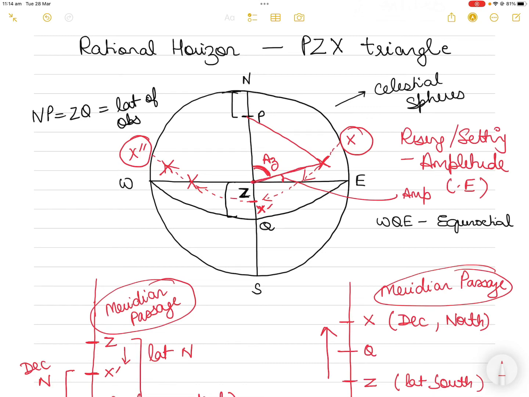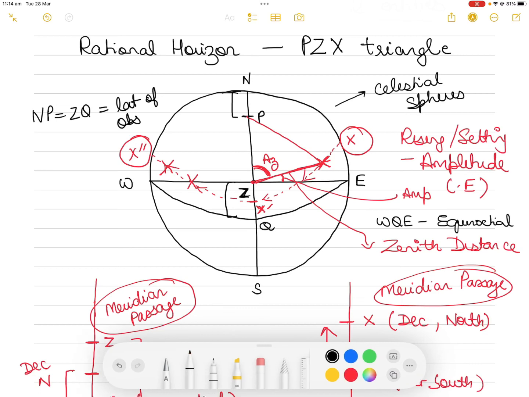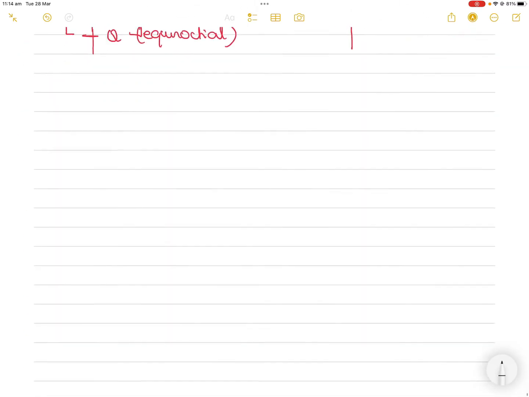All right, this distance ZX is what we call the zenith distance. This is the angular distance between the celestial body and the observer. Now I keep mentioning angular distance. What does angular distance mean? Let's see with an example here.